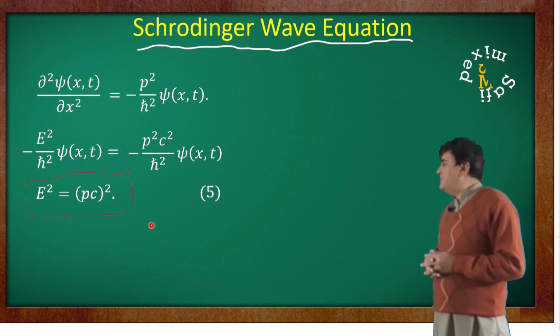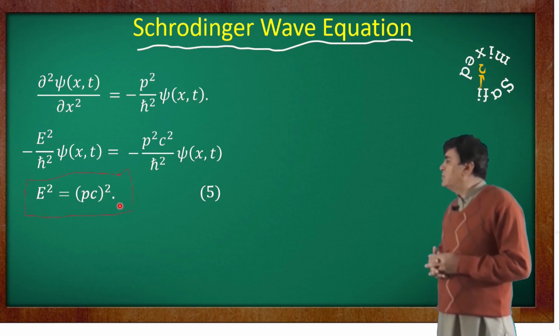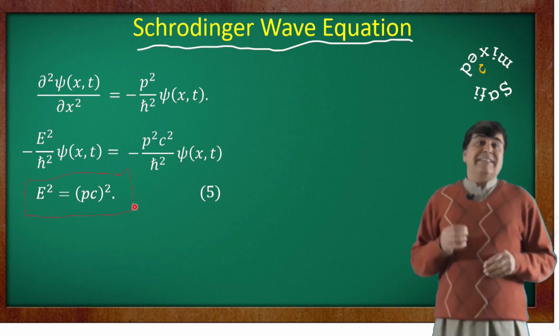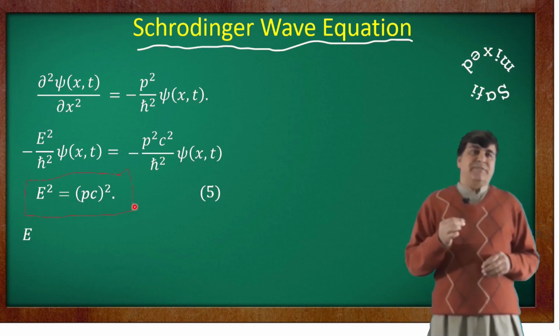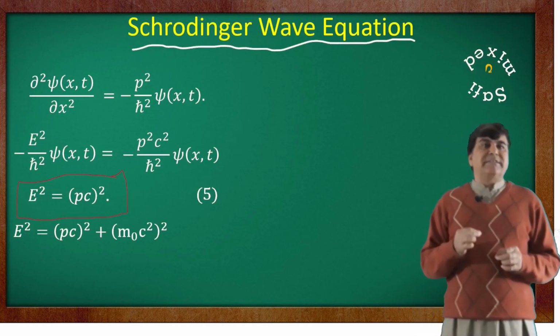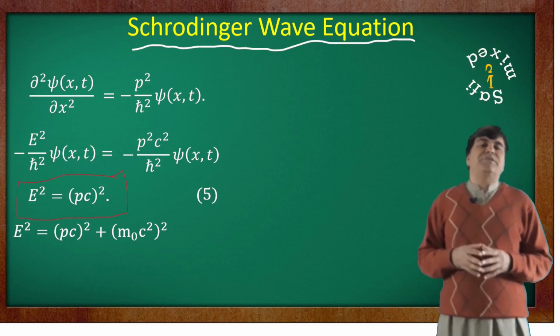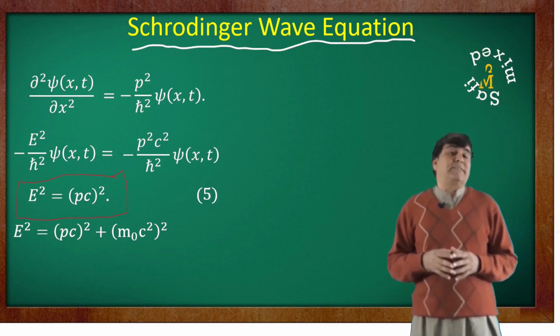The equation is E squared equals (pc) whole squared. Wow, this is a very interesting result. To see its importance, let me write the relativistic equation of energy of a particle.